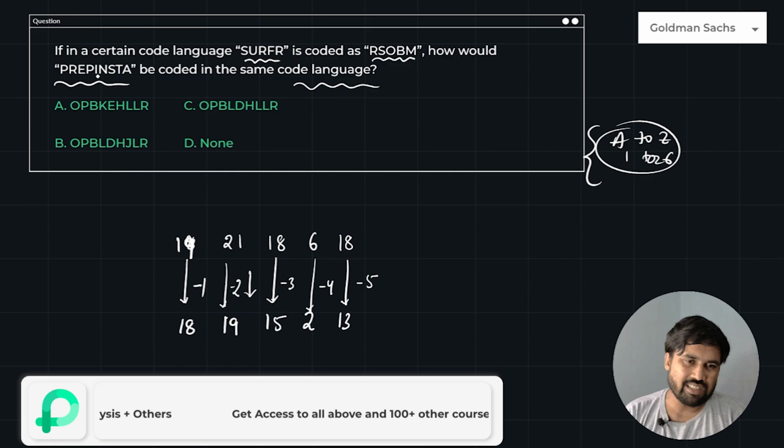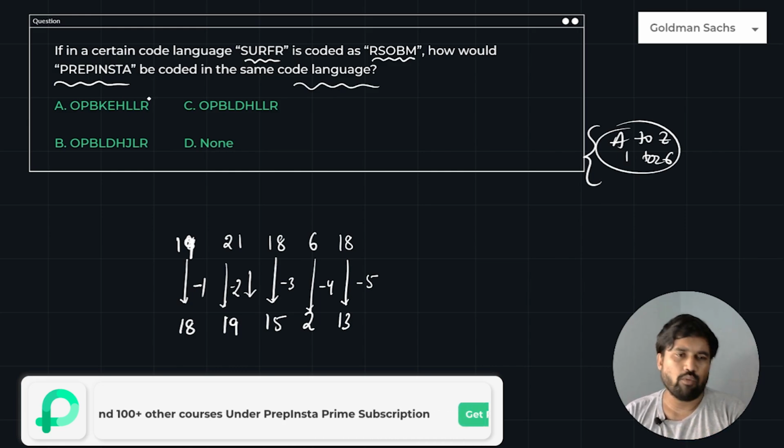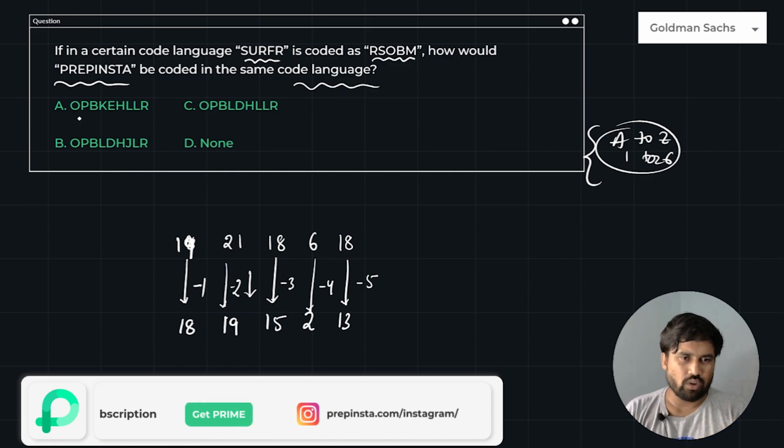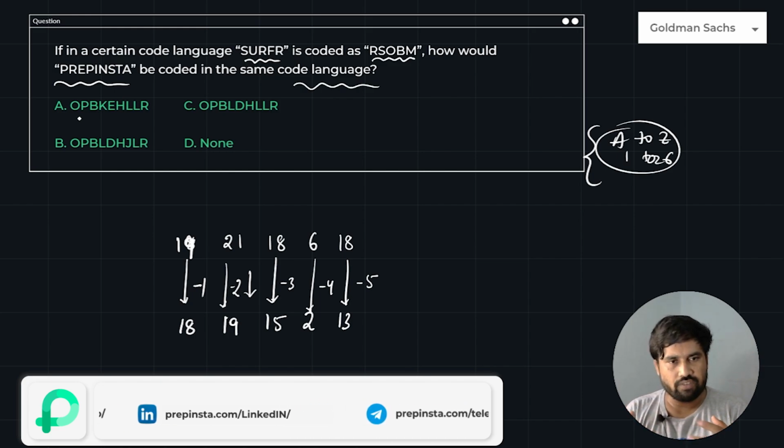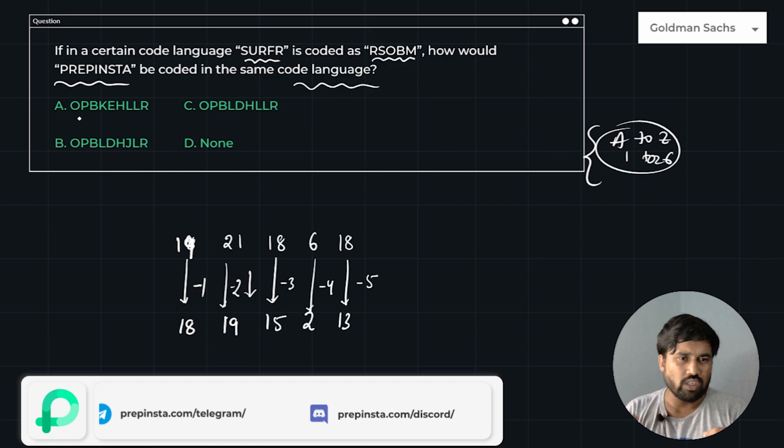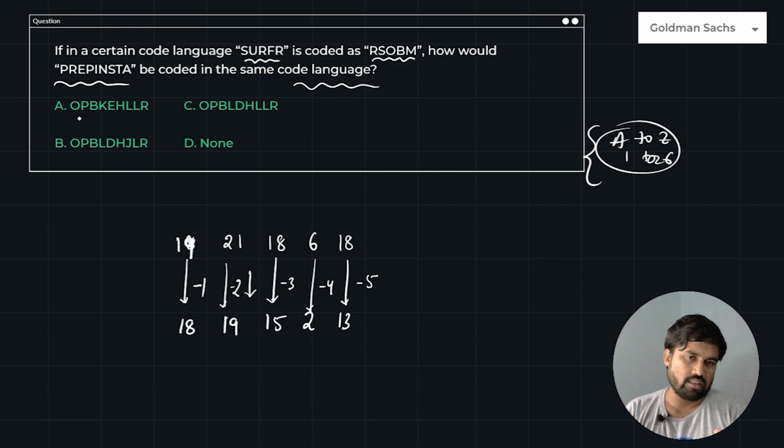So how is PREP INSTA coded in the same language? Many people start coding the words for everything, every individual element. That will waste a lot of your time, guys. So try to eliminate the options. Then only you will be able to do this problem very easily.